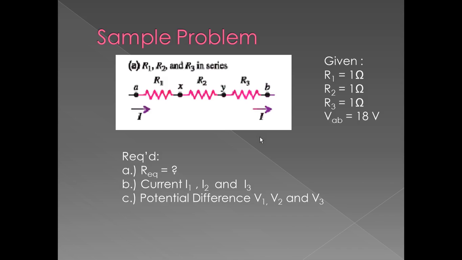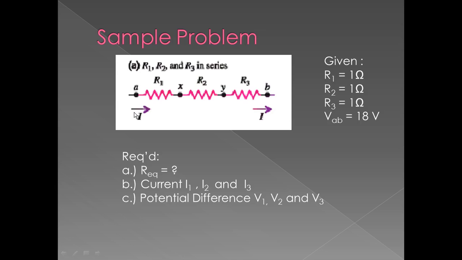Okay, so in this given sample problem, I will just be describing to you the idea of the solution, but I will be asking you to submit your solution for this sample problem. In this sample problem, you are provided with V sub AB equal to 18 volts. This means that the terminals point A and point B are connected to a power source that provides an input voltage of 18 volts. Although this is not drawn in this diagram, it should be understood.